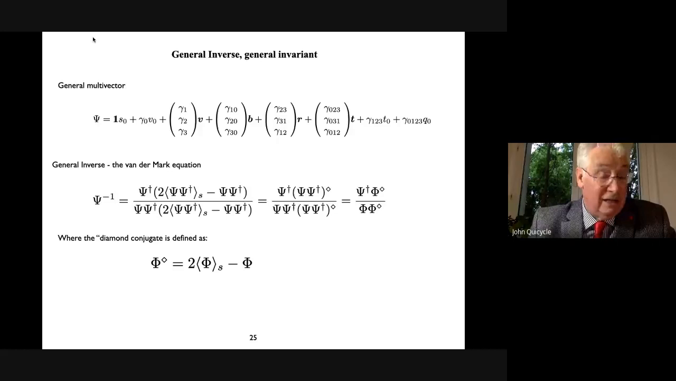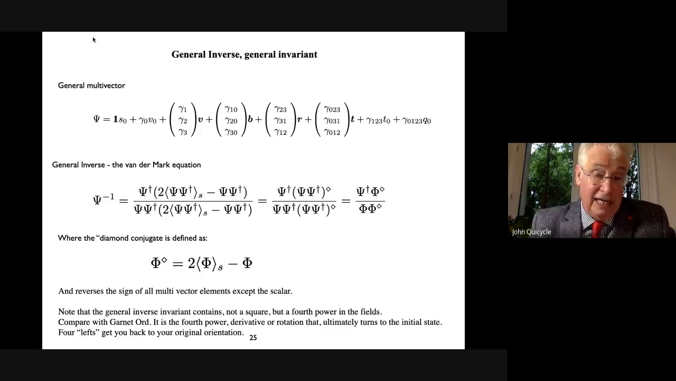So the diamond conjugate of the expression at the top is S0 minus everything else, including things that square to plus one. And that allows you to write this general inverse as a cube divided by a fourth power. And that cube divided by a fourth power will invert anything. It gives you all of the invariants that you need. It encompasses all of the usual invariants of relativistic quantum mechanics and of electromagnetism, plus some new ones for things like spin. There's a paper on it in the Quicycle workspace if you want to have a look. And as I said, the general invariant contains a fourth power in the field.